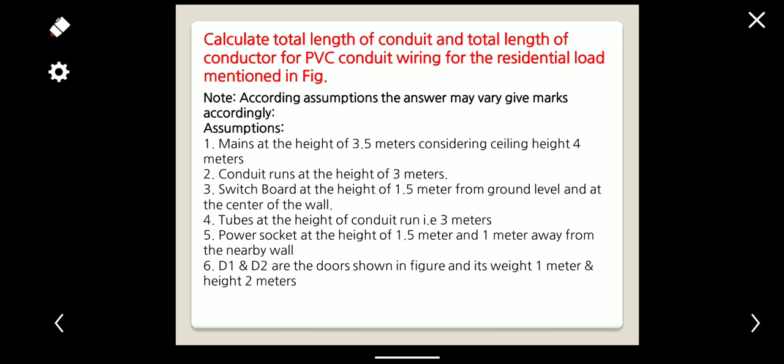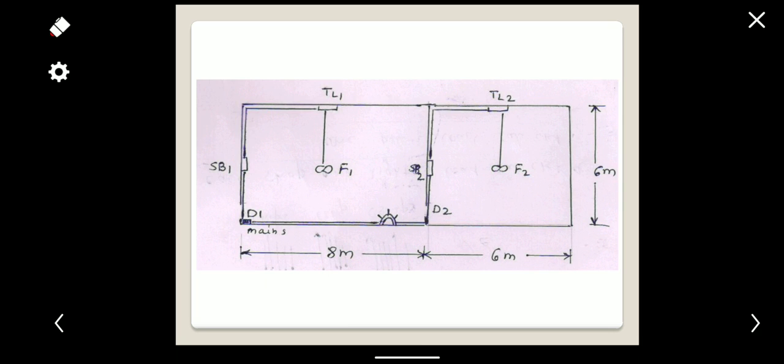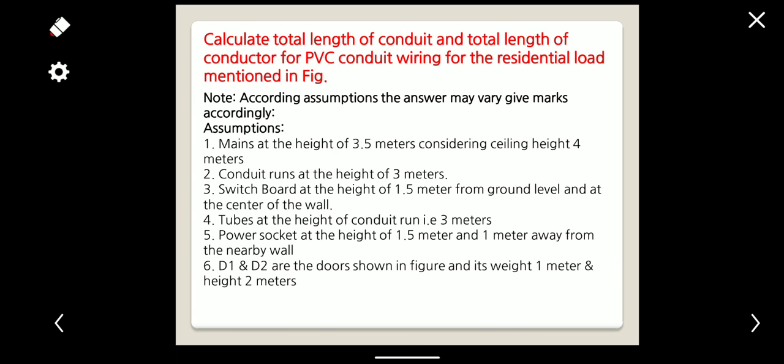Next, calculate the length of conduit and the total length of conductor for the PVC conduit wiring for the residential load mentioned in the figure. For this figure, you should calculate the total length of conduit and the total length of conductor of PVC wire. So again, first take the assumptions.